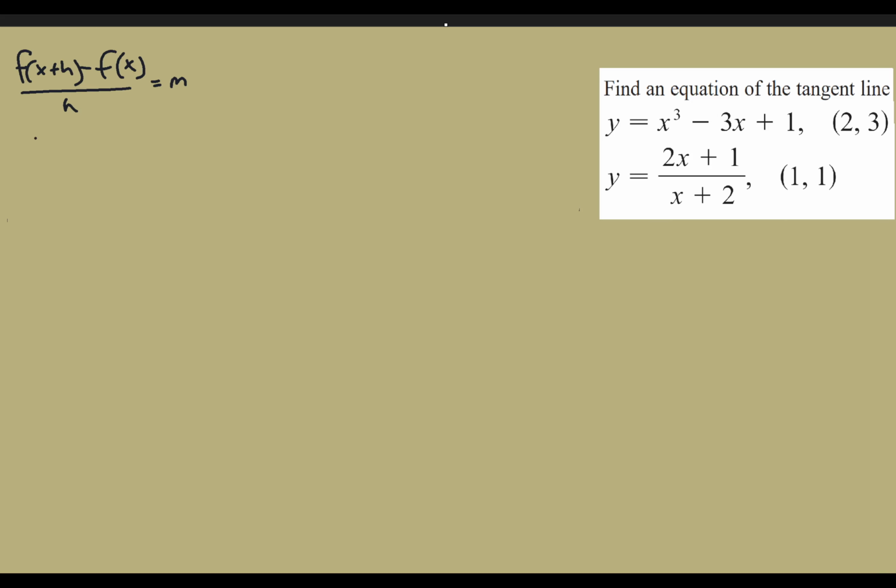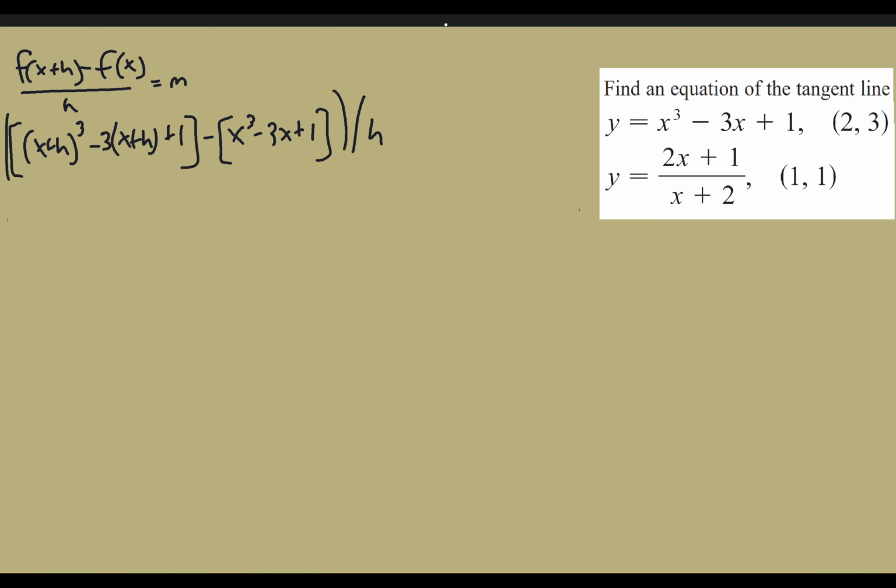The first one is going to look like (x plus h) cubed minus 3(x plus h) plus 1, minus (x cubed minus 3x plus 1). And that's all going to be over h, of course. I'll put a parenthesis in here just for the sake of it.